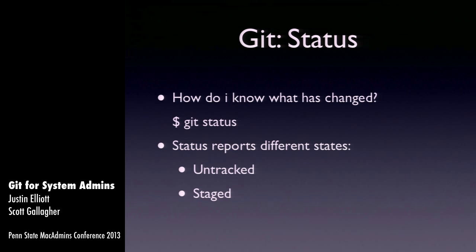Now there's a way to know. Git can tell you, okay, I know what's changed in the repo now. So you can tell it, tell me the status. And it'll report the different states. Untracked, again, is something that Git doesn't know about. You haven't told it to add it yet. Then there are also staged files, which we've mentioned.